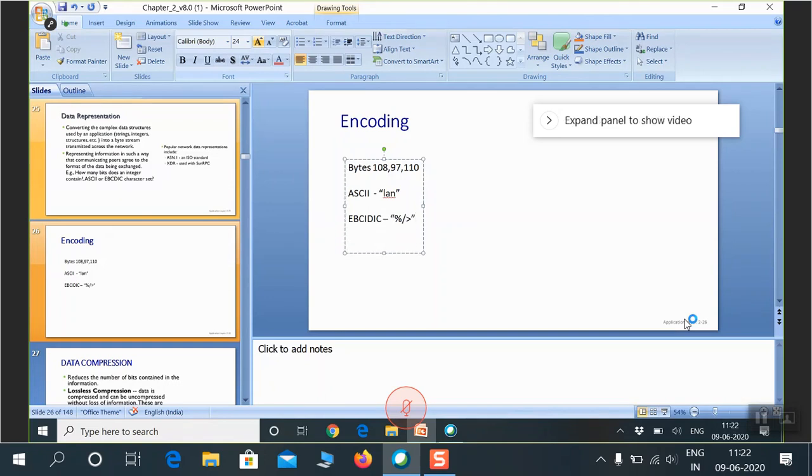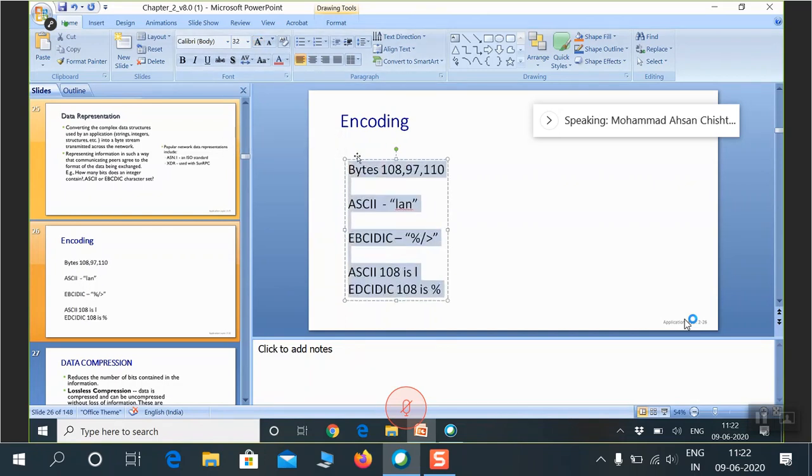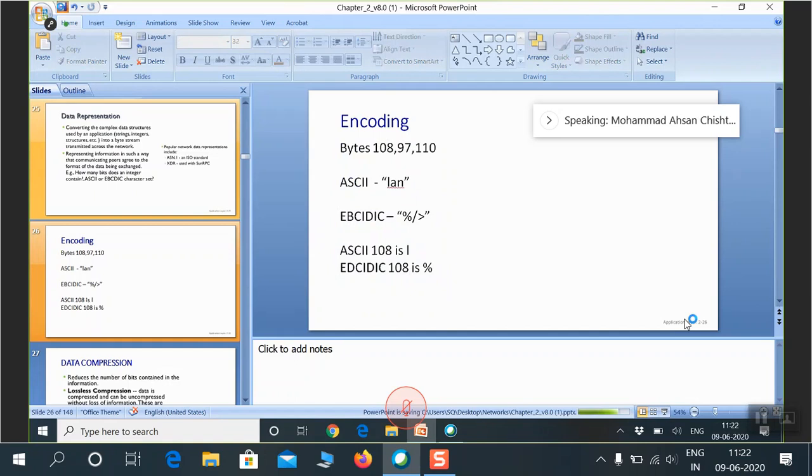So what does it mean? It means in ASCII, right, 108 is L. In ABCD, 108 is percentage sign. So different systems would have different data formats. This is an example by which you may be able to understand. This is what we call as character encoding.